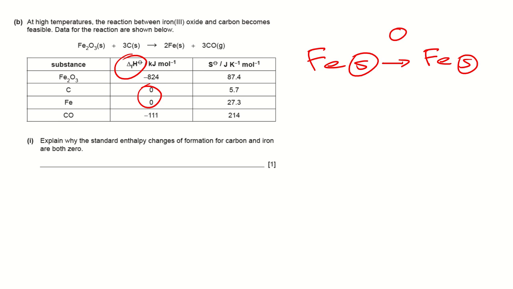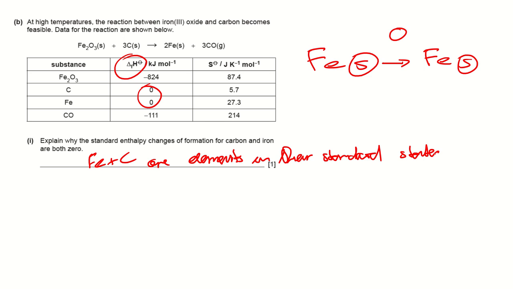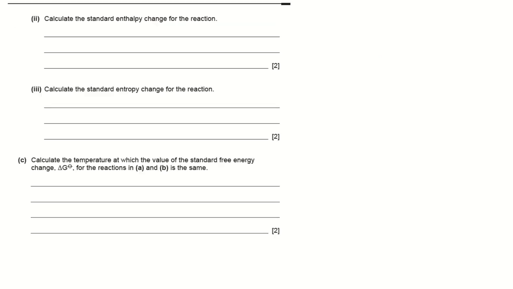So the enthalpy of formation for any element is always 0 because there is no energy change involved in that reaction. Okay, so your answer to that would be that iron and carbon are elements in their standard states. It wouldn't be good enough just to say that they are the elements. You would have to add that they're in their standard states.